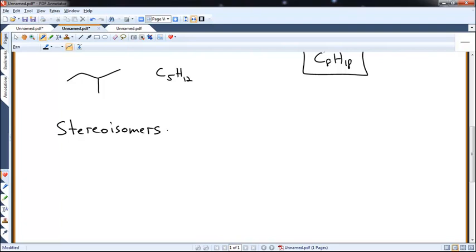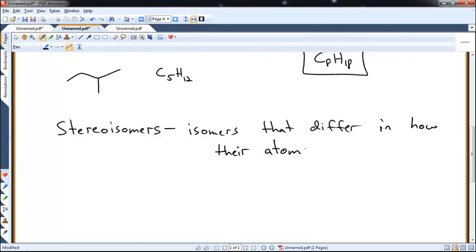Stereoisomers. All right. Stereoisomers are a little bit different. They're isomers, just like before, hence the name. But the difference is that they're isomers that differ in their orientation in space, or specifically in how their atoms are oriented in space.